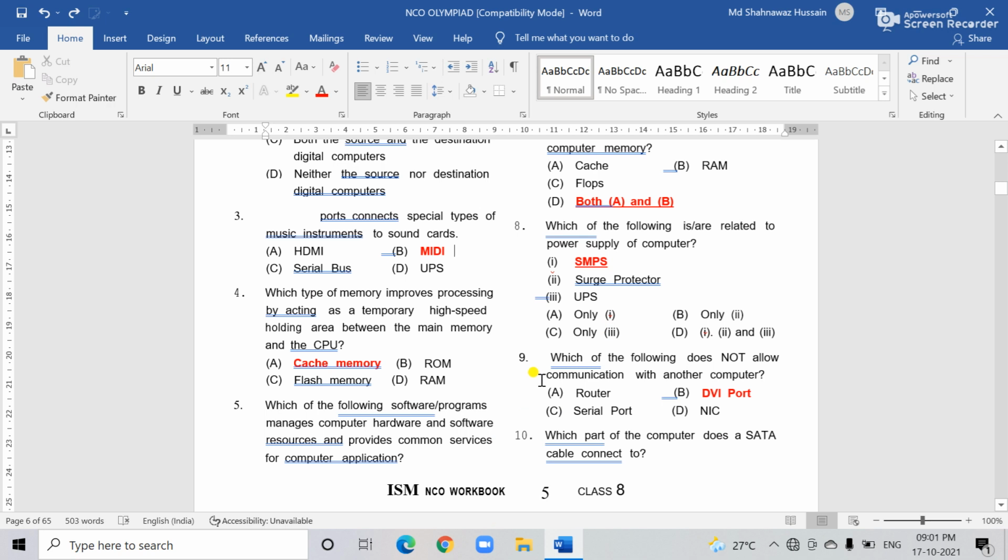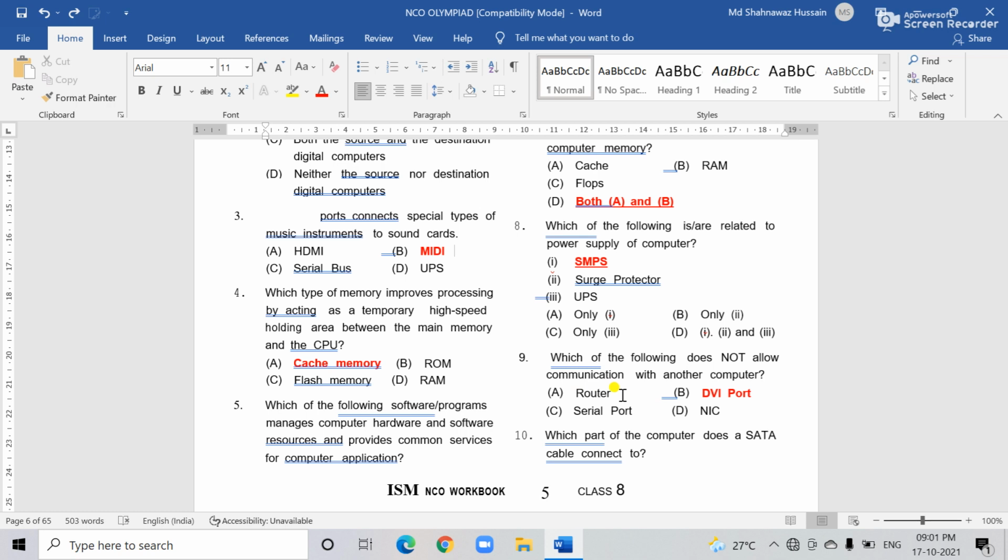Okay, and the next one is: which of the following does not allow communication with another computer. Okay, the question is which of the following does not allow communication with the other computer. You see, the first one is the router. All of you learned this in the networking chapters. The router helps to connect more than one computer, right?